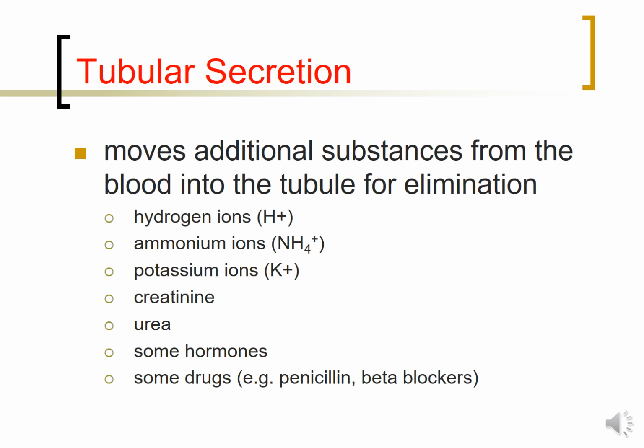All right, tubular secretion. Remember from our diagram, that's where substances are moved from the blood to the tubule for elimination. Don't worry about the names of the ions, but hydrogen, ammonium, and potassium ions can be secreted. Creatinine, which is a breakdown product of creatine phosphate found in your muscles, is secreted. Some urea is also secreted. Hormones and a variety of drugs are very rapidly secreted: penicillin, beta blockers, and morphine.